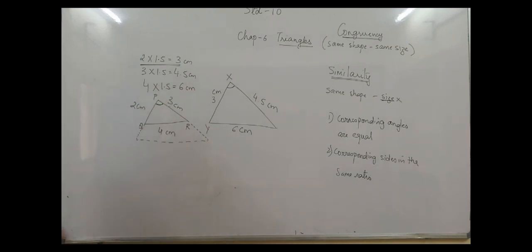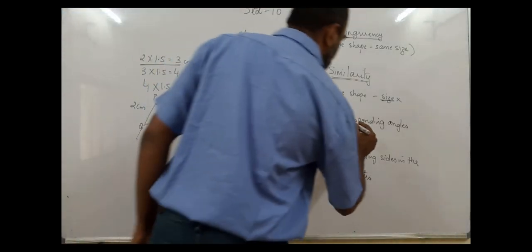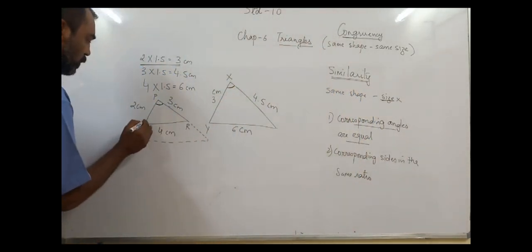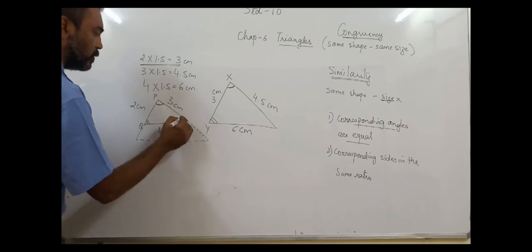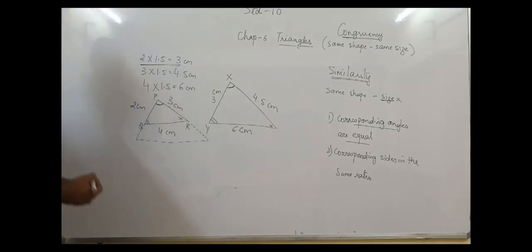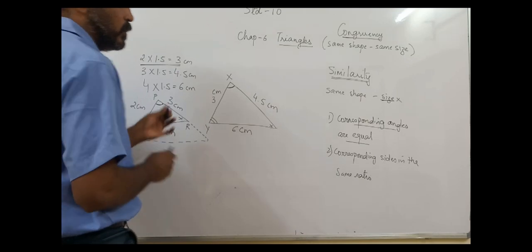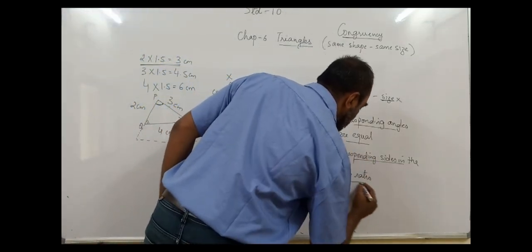So these two are still similar figures. They are not congruent, but they are similar. And in this figure, the angles are still equal. If you measure them, the angles will still remain equal. If you check this angle and this angle here, this angle and this angle here, this angle and this angle here, they will still have remained equal. So then these are said to be similar. How do you know they are similar? Corresponding angles are equal and corresponding sides are in the same ratio.